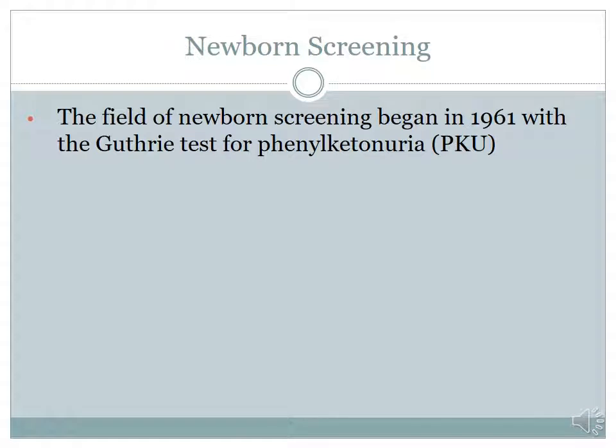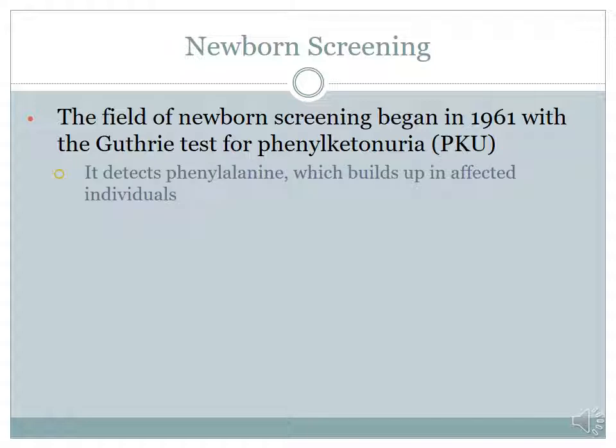The field of newborn screening began in 1961 with the Guthrie test for phenylketonuria, or PKU. It detects phenylalanine, which builds up in affected individuals. It's an autosomal recessive disorder.